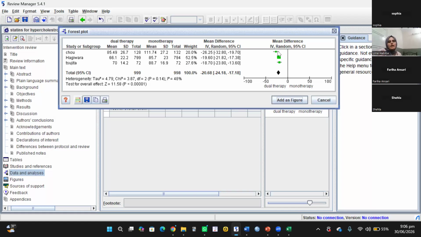Now, why are all of these small boxes towards dual therapy? It means that all of these studies favor dual therapy when it comes to lower LDL levels. Dual therapy was more effective at lowering LDL levels at 12 weeks than monotherapy. If monotherapy was more effective, these boxes would have been on the other side, right? That's what it means. I hope you're able to interpret now what this forest plot is.